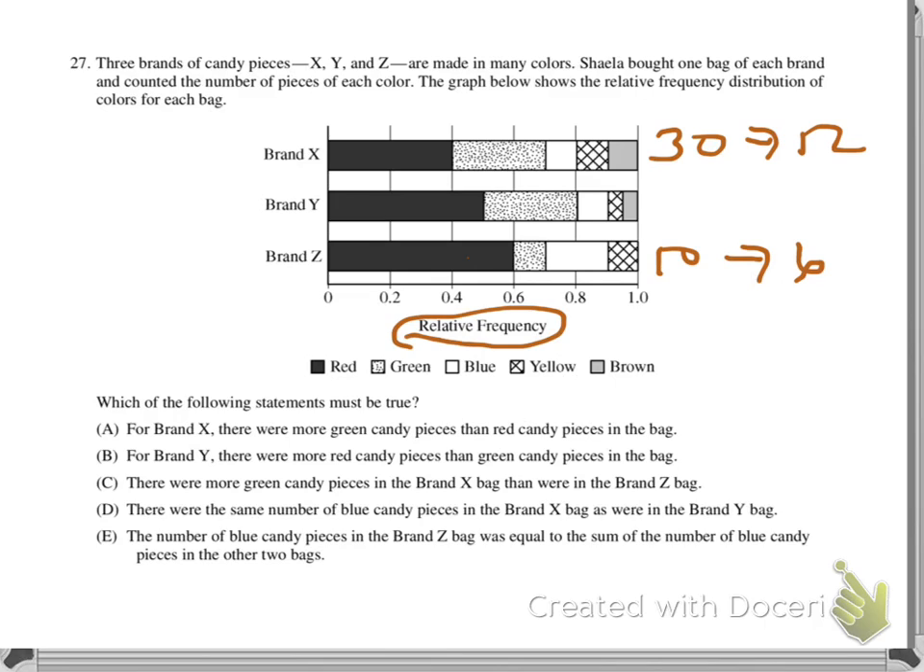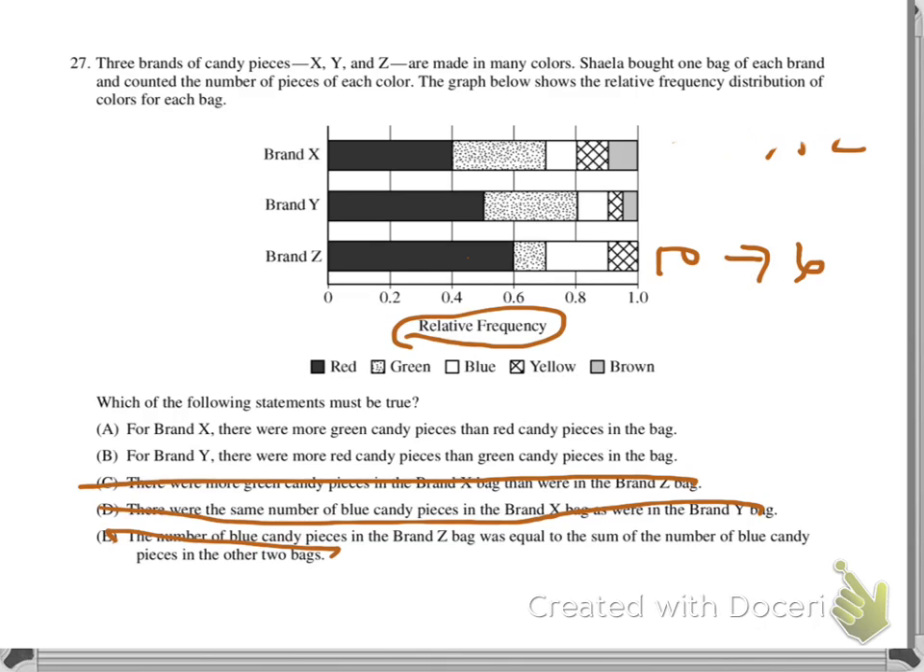So it cannot be one where they compare the number of candies from one bag to another. And so see, there's more candies in brand X than brand Z. Here is the blue candies in X to Y, and the number of Z and the number of the other two bags. We can't do that. We can only compare to each other. All right, so taking that into consideration, we're down to A and B. All right, so let's just go.